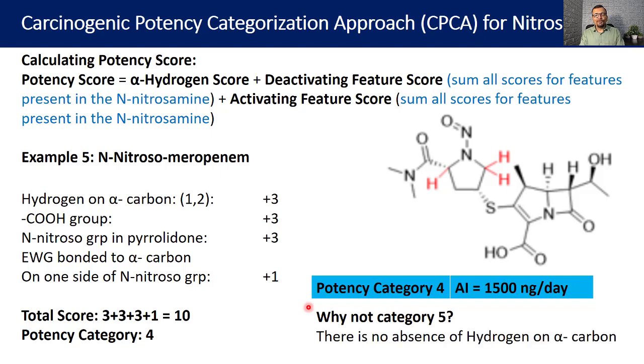Now, why not category 5? Because there is an absence of hydrogen on the alpha carbon. Category 5 is generally given for the compound where there is no hydrogen present on the alpha carbon.